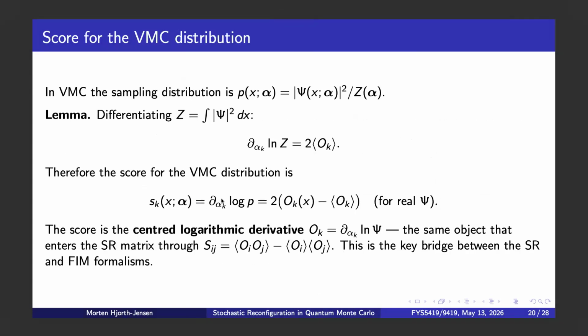So when we did the variational Monte Carlo, what we had is that we were differentiating the probability norm, the wave function. This is the norm of the wave function. And then we had a derivative of this quantity, which defined this quantity here. And then we had the score for the variational Monte Carlo calculations for the energy, which is given by this quantity if we have a real wave function. And the score is the centered logarithmic derivative. And the same object that enters the stochastic reconfiguration we discussed last week through this quantity is actually the same thing which enters the Fisher information.